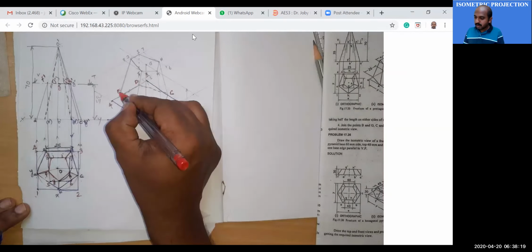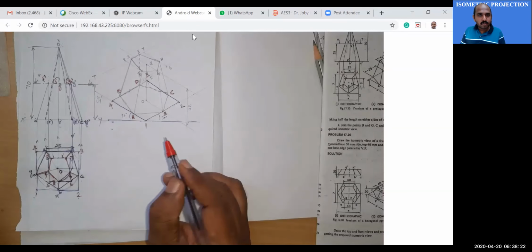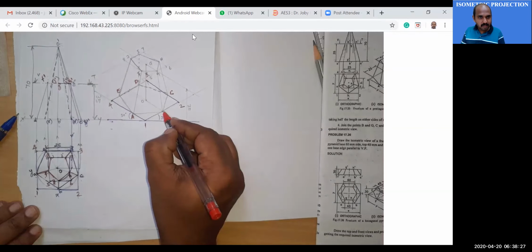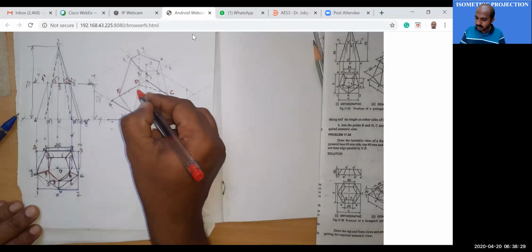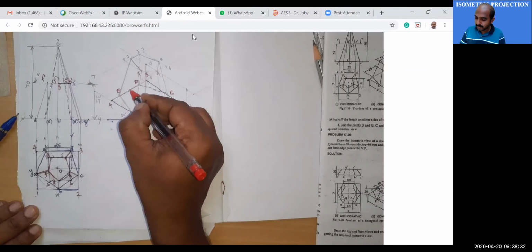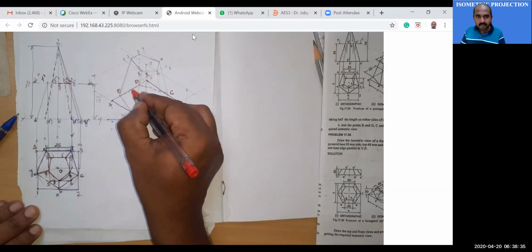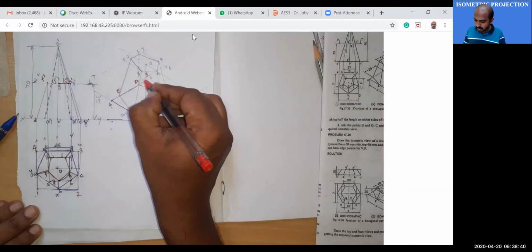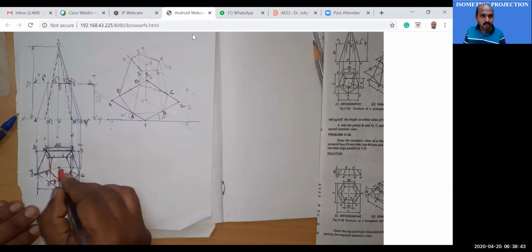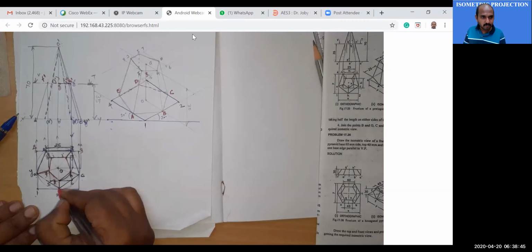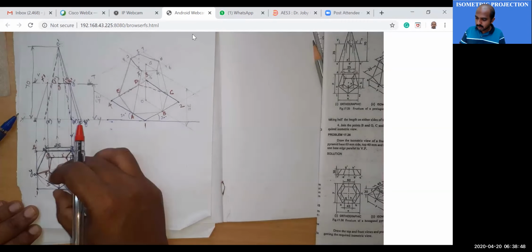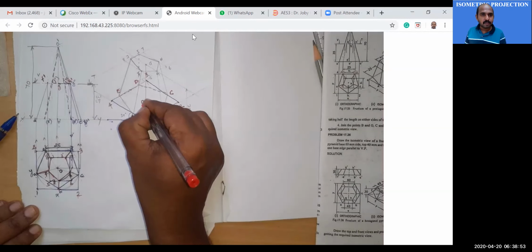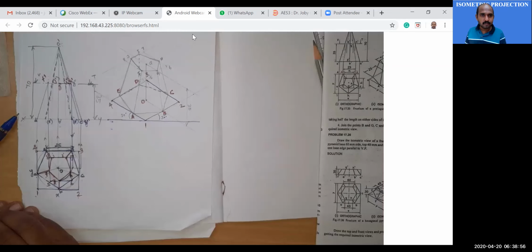So now we can locate O. How to locate O? You draw a line from B to the middle of the opposite line, that is the middle of 4 5. Then you measure B to O from the top view and mark it on this line. So this is your capital O.